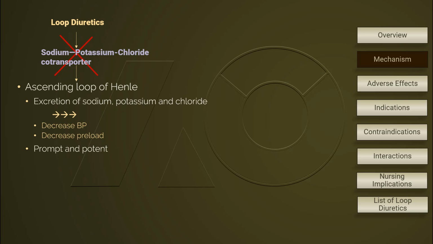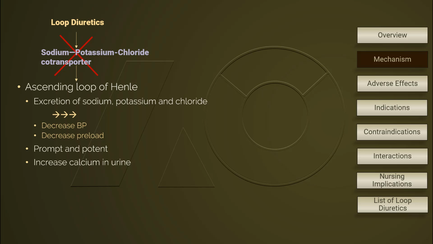The loop diuretics are prompt and potent. They work well even on patients who do not respond to other diuretics or have renal failure. Although loop diuretics increase calcium in urine, hypocalcemia is unlikely to occur in patients who have normal serum calcium, as calcium is reabsorbed in the distal tubule.